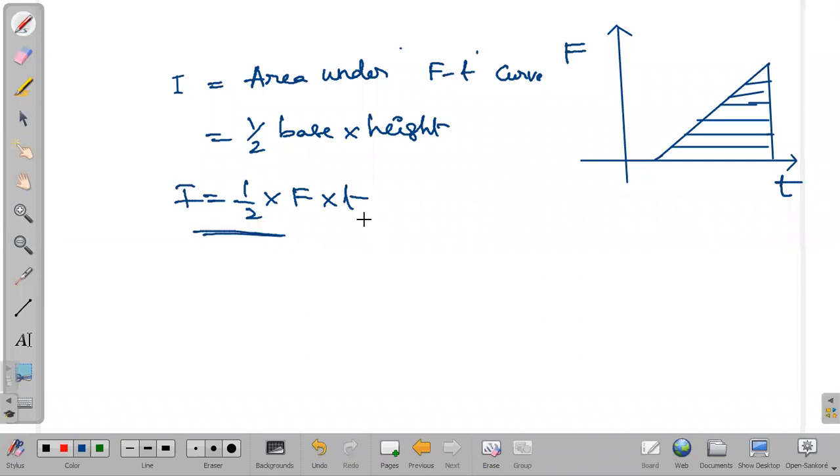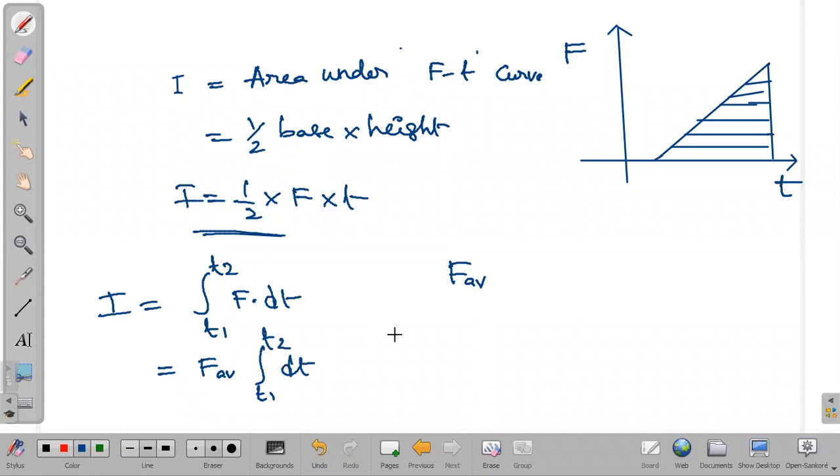Now if we want to write an average magnitude, already we have the impulse formula. Just now we have written integral t1 to t2 of F into dt. So when force is variable we write all this. Now if we want to take the force as an average, F average, this is a shortcut method we can use instead of taking all this. So instead of all this integration formula, we can write F average into integral t1 to t2 dt. So this is F average into delta t.